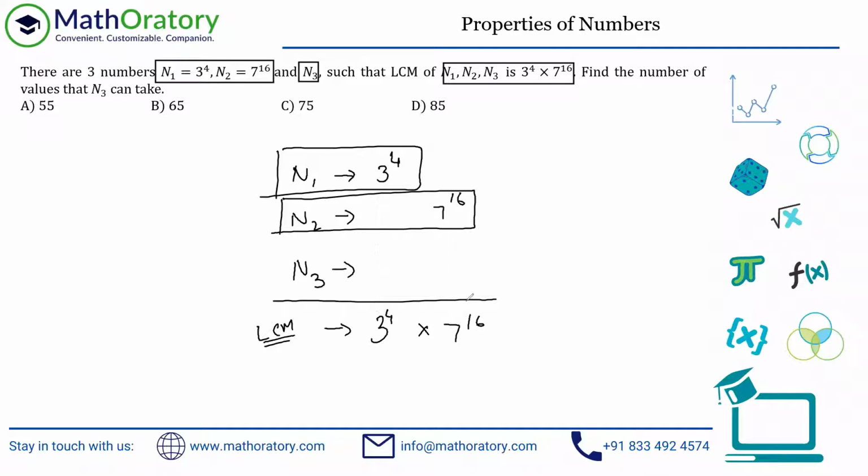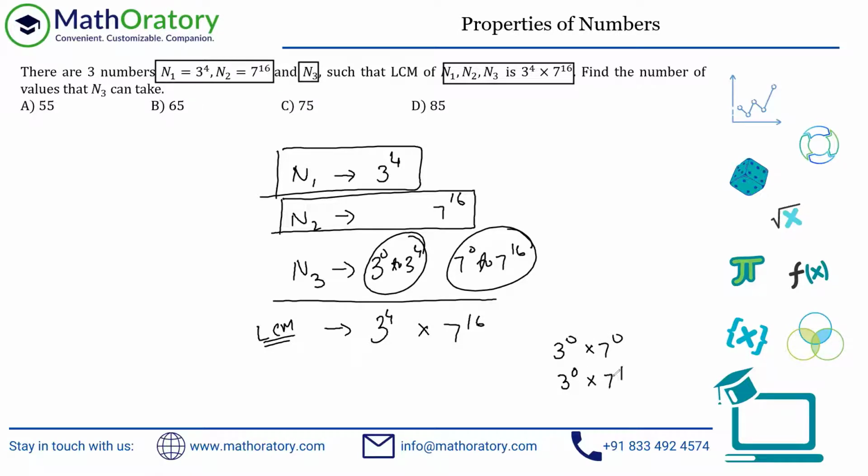So for N3, you have a wide range of all powers of 3 from 0 to 4, and similarly all powers of 7 from 0 to 16. You have this entire range open for you to take for N3, and any combination will be fine out here. By combination, I mean you can have N3 as 3 to the power 0 into 7 to the power 0. You can have 3 to the power 0 into 7 to the power 1. So any combination of these two things is feasible out here. So all you have to do is figure out how many combinations there are.